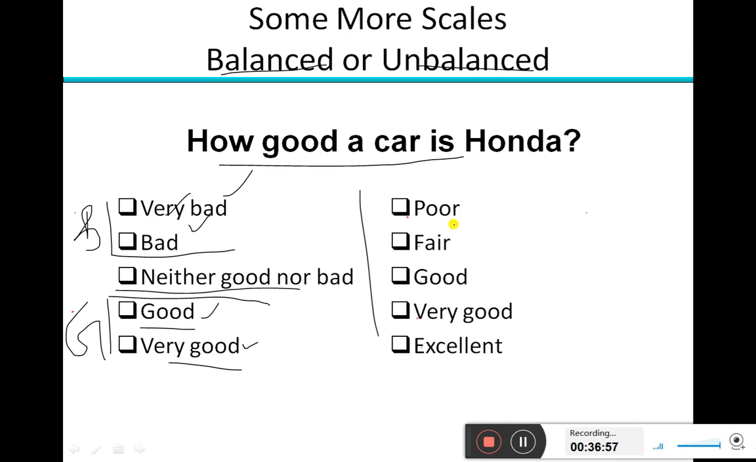While an unbalanced scale is, for example, how good a car is Honda? I will start from poor, fair, good, very good and excellent. If you notice, that is a rank which starts from the least attribute and moves to the greatest attribute. So that is an unbalanced scale. Hopefully a bit of the idea will be clear.